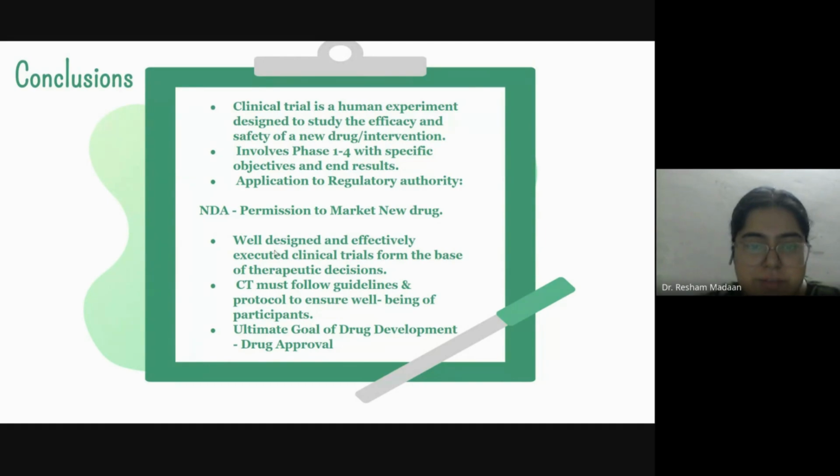Well designed and effectively executed clinical trials form the base of therapeutic decisions. For any drug, a well designed and effectively executed clinical trial is very important for it to be released into the market. And clinical trials must follow guidelines and protocols which are given for the well-being of the patients. This is very important. Ethics should be considered at any cost. And the ultimate goal of drug development is drug approval, so that it can be released into the market and people can benefit from it.